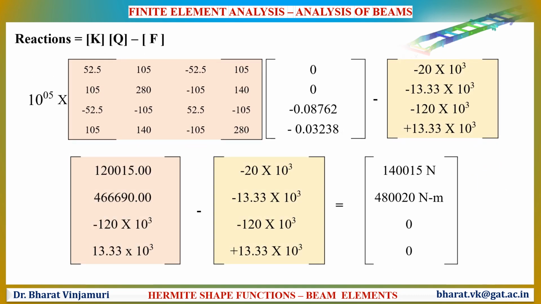The reactions can be obtained by the following equation, KQ minus F, where K represents the stiffness matrix, Q represents the displacement vector and F represents the force vector. The values of R1, R2, R3 and R4 are shown here. Here R1 represents the reaction due to force F1 and R2 represents the reaction due to moment M1 at node 1. Similarly, R3 and R4 represent the reactions due to the force and bending moment at node 2.